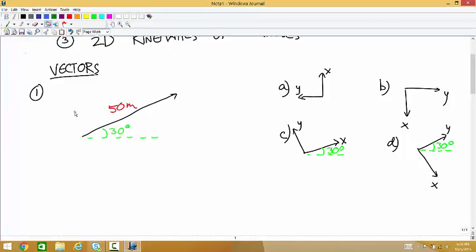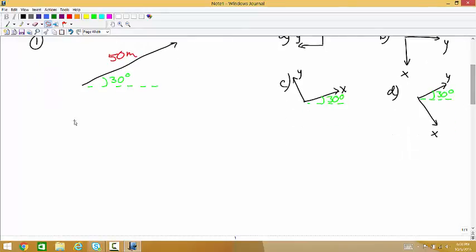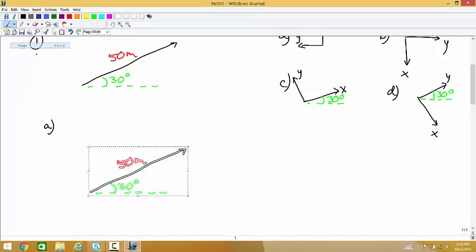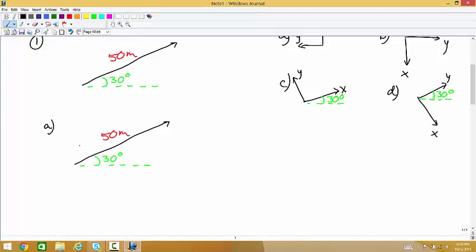Okay, so for part A, there's the vector. The vector never changes. And we're going to use a coordinate system with the x-axis that way and the y-axis that way. So this is positive x, this is positive y, this is negative x, this is negative y.